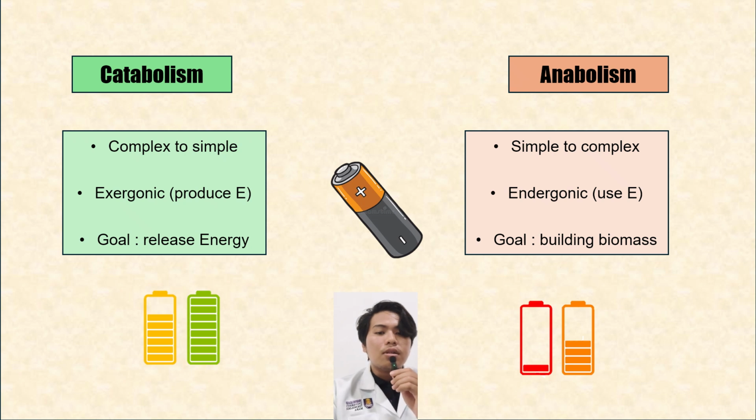Before going back to the poster, let us take a look at the difference between catabolism and anabolism. Catabolism uses complex molecules to make simple ones. It is exergonic, or it produces ATP. The goal of catabolism is to release energy. On the other hand, anabolism uses simple molecules to make complex ones. It is endergonic, or it uses ATP. The goal of anabolism is to build biomass. Now, with this understood, let us take a look at the poster.